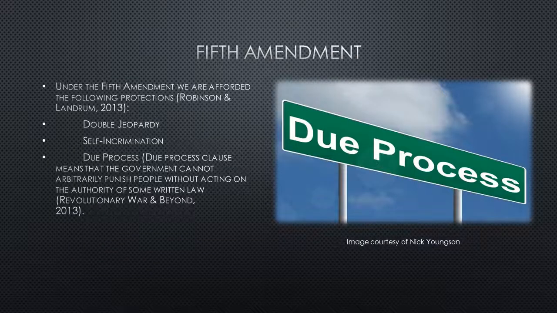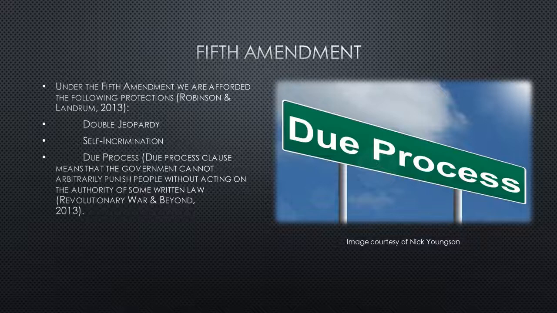Under the 5th Amendment, we are afforded the following protections: double jeopardy and self-incrimination. The due process clause means that the government cannot arbitrarily punish people without acting on authority of some written law. Under the 5th Amendment, no one can be put on trial for a serious crime unless a grand jury decides first that there is enough proof or evidence that the trial is needed.